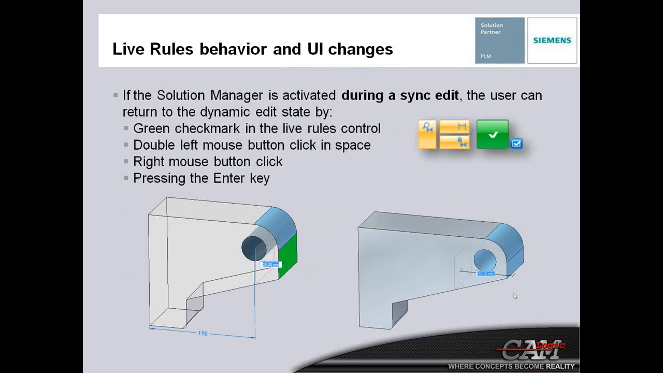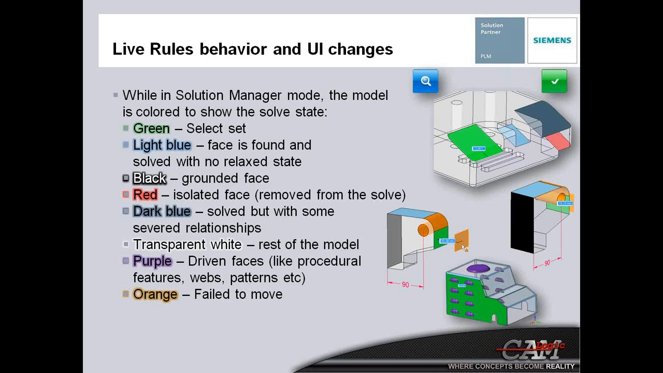So if the Solution Manager is activated during a synchronous edit, the user can return to the dynamic edit state by selecting the green check mark, double left mouse button click off in space, and then the right mouse button click, and then pressing the Enter key as well. So that'll get you back to the edit from the Solution Manager. So a couple quick and easy ways to bounce back and forth and allow you to utilize this tool efficiently.